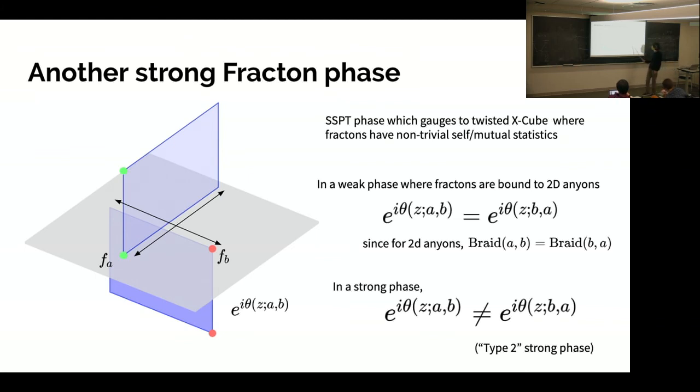And the way you can see that is that this process isn't actually symmetric about interchanging A and B, because the first argument here has its partner at plus infinity, but the second argument has its partner at minus infinity. So if you're in a strong phase, somehow your fractons that you're braiding have to be aware whether their partners are at plus infinity or minus infinity, and that makes a difference in their braiding phase. And this is what I call type 2 strong phase.